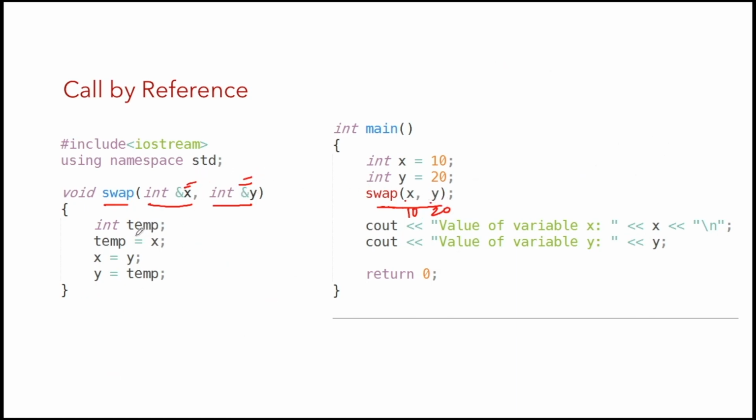Because these are references, I am creating just a temporary variable over here for the swapping. So I am storing the value of x into the variable temp, and then I'm swapping x with y. The value of y will go into x, and then finally the previous value of x, which was stored in temp, will be copied into y.